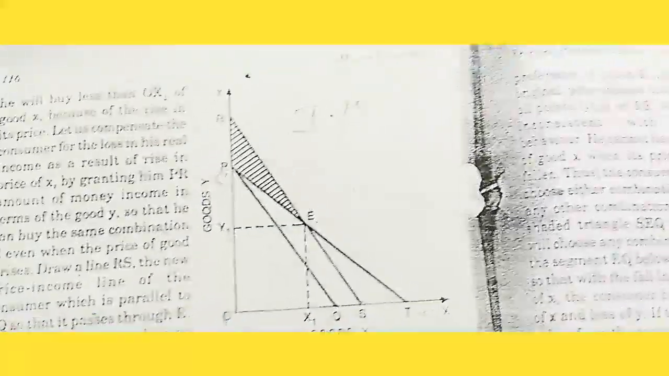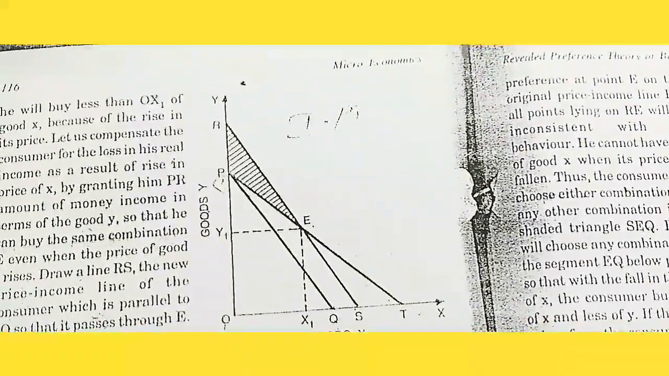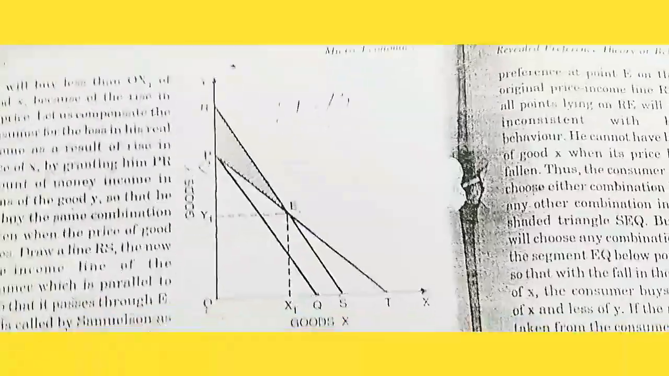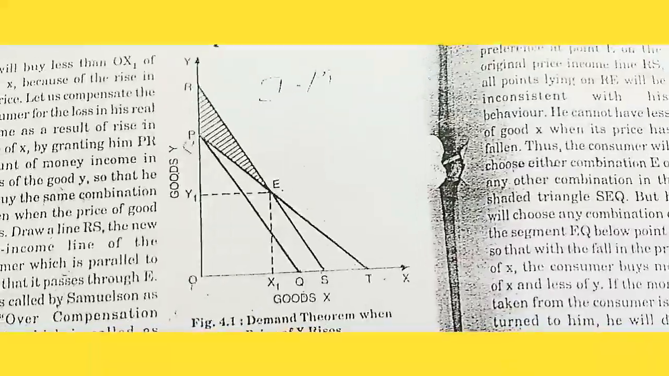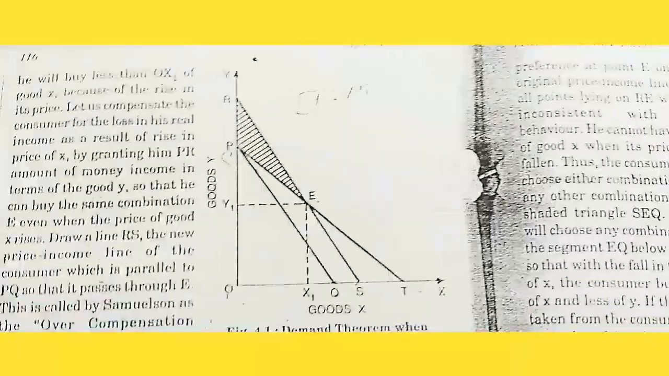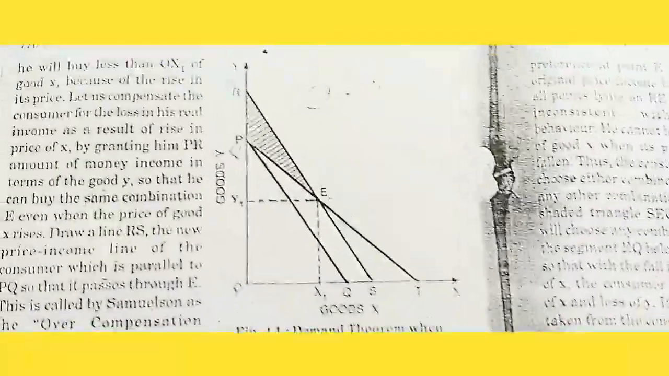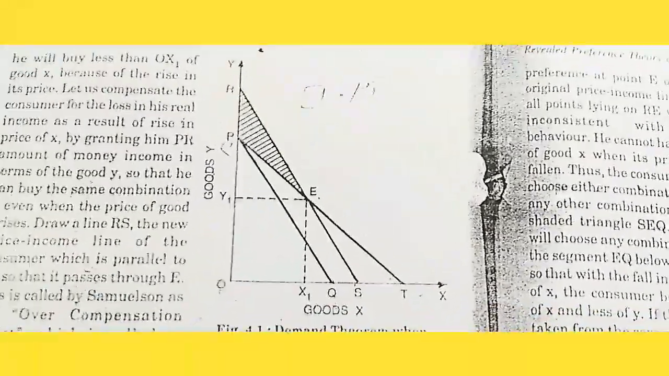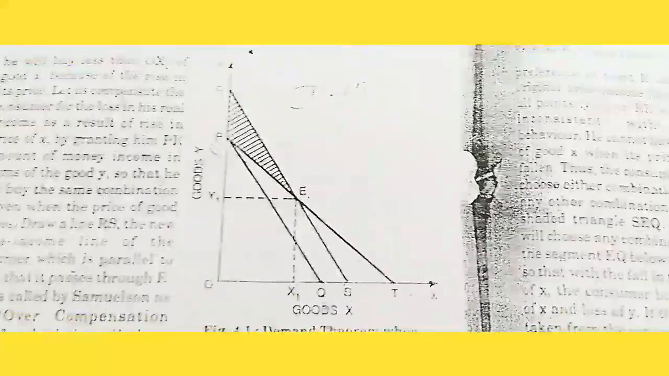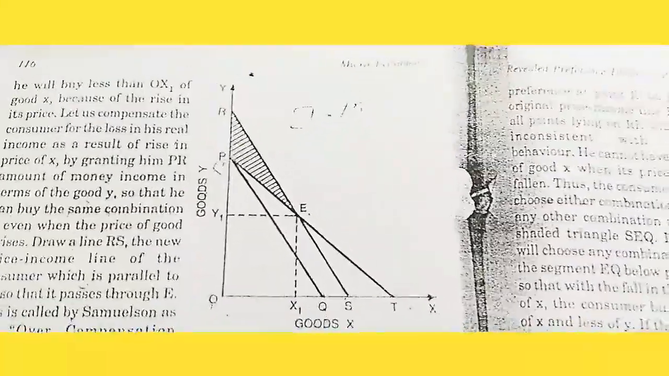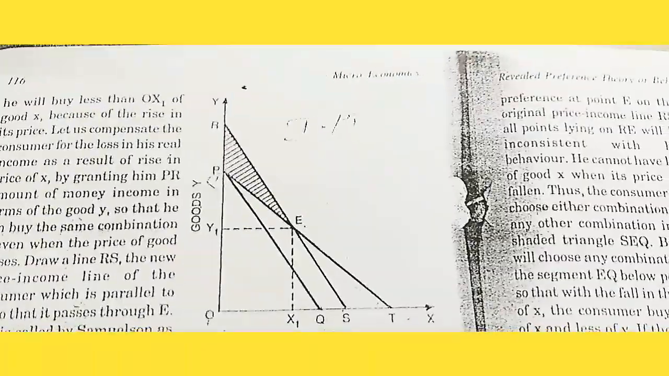Now we want to know what is the effect of this rise in the price of good X on its quantity demanded, assuming that demand varies directly with income. Income elasticity of demand is positive. It is obvious in the diagram that the combination E is not available to the consumer in the new price income situation.